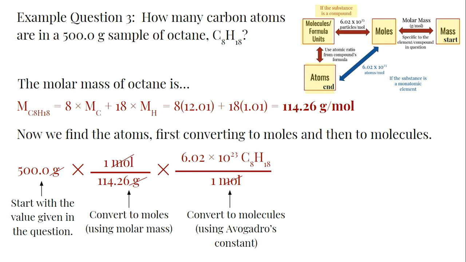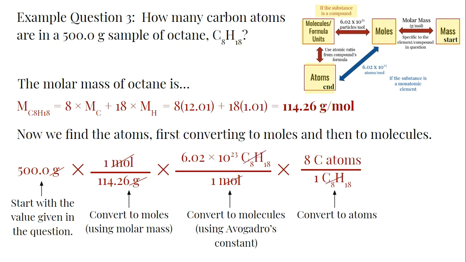Okay, so now we've figured out the number of octanes, but this question is asking for the number of carbon atoms. So then we need to set up a ratio using the formula. So how many carbon atoms are there in 1 octane? Well, there are 8, right? C8. So we say that there are 8 C atoms, that's the top, in 1 C8H18.